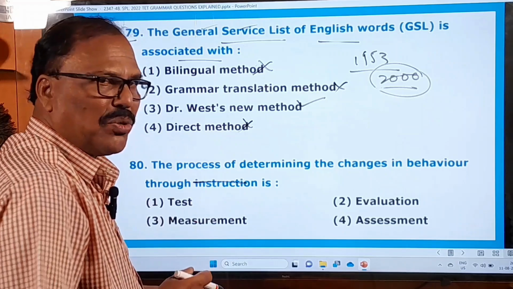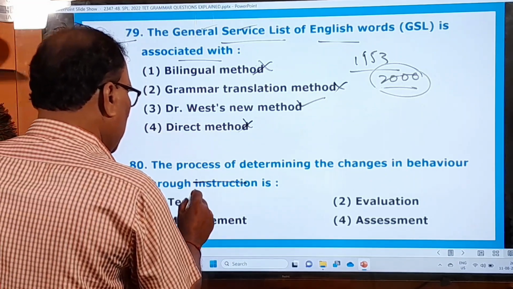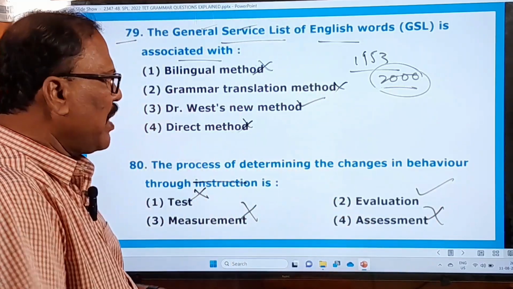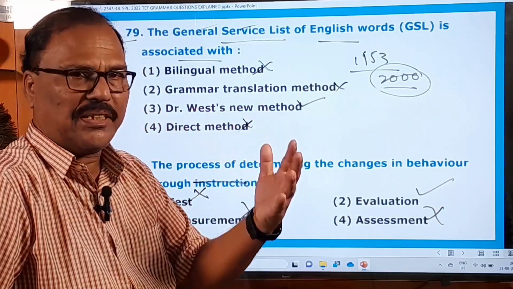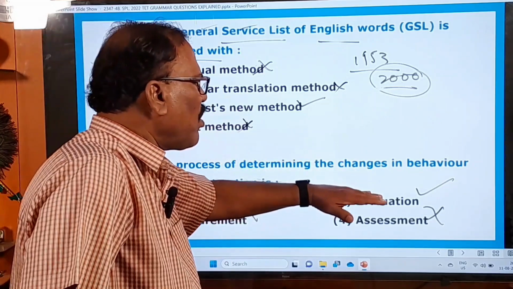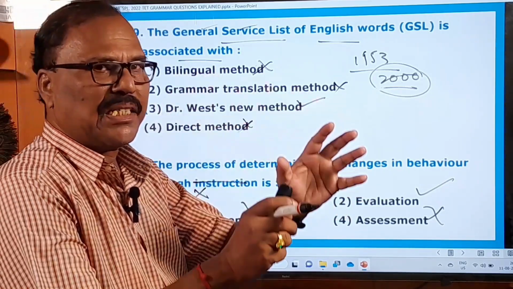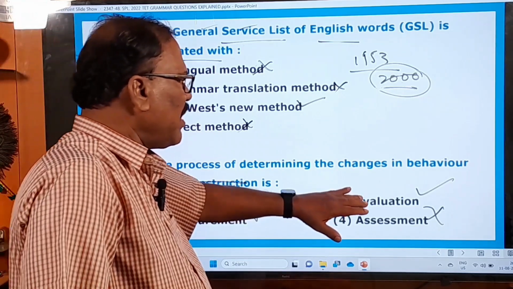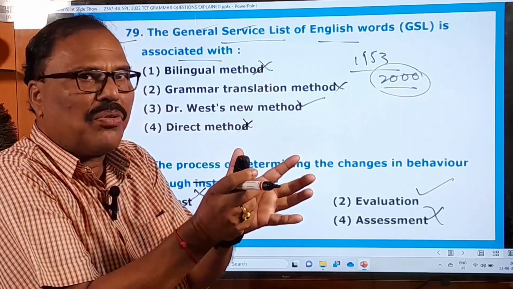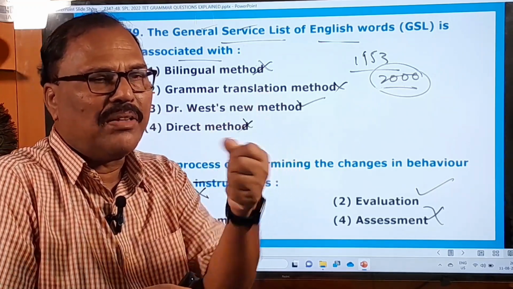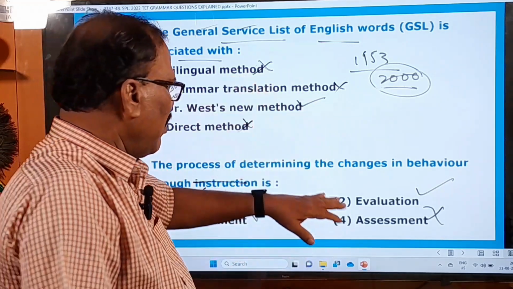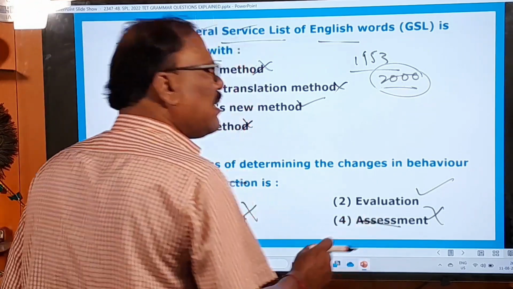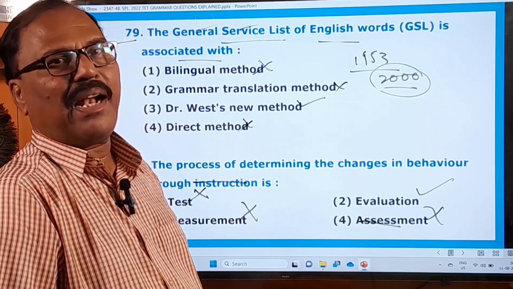As far as my knowledge goes with this question, I cannot say this is not the right one. Only evaluation is the right one, because evaluation means testing the student every day. It's a continuous process through written tests, oral tests, quizzes, interviews, like that. Through evaluation, the teacher tries to find out the changes that occur in the students. And assessment is done at the end of the academic year or at the end of the course.